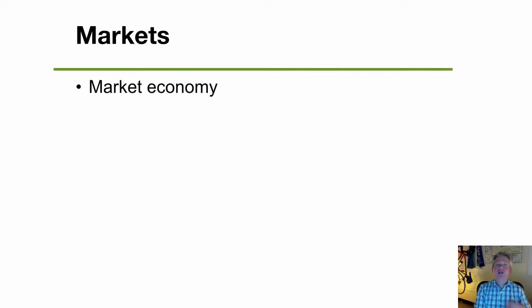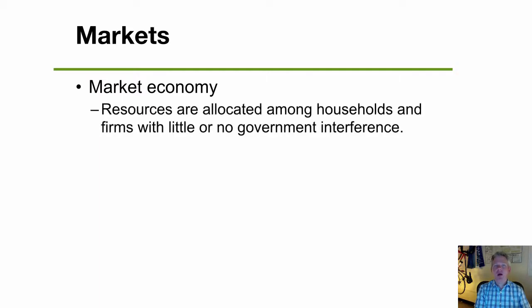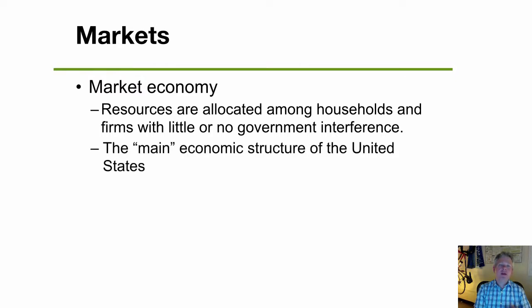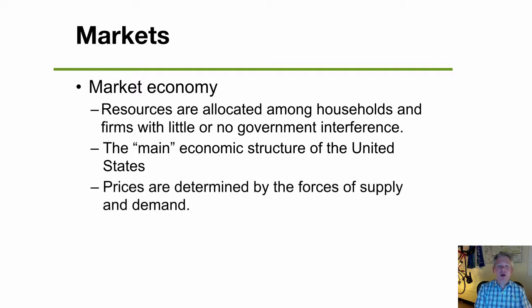So what is a market economy then? Well, a market economy is an economy where most resources are allocated among households and firms with little or no government interference or regulation. The main economic structure of the United States, and in fact lots of Western European countries, is a market economy. So prices are determined for most goods and services by the forces of supply and demand.